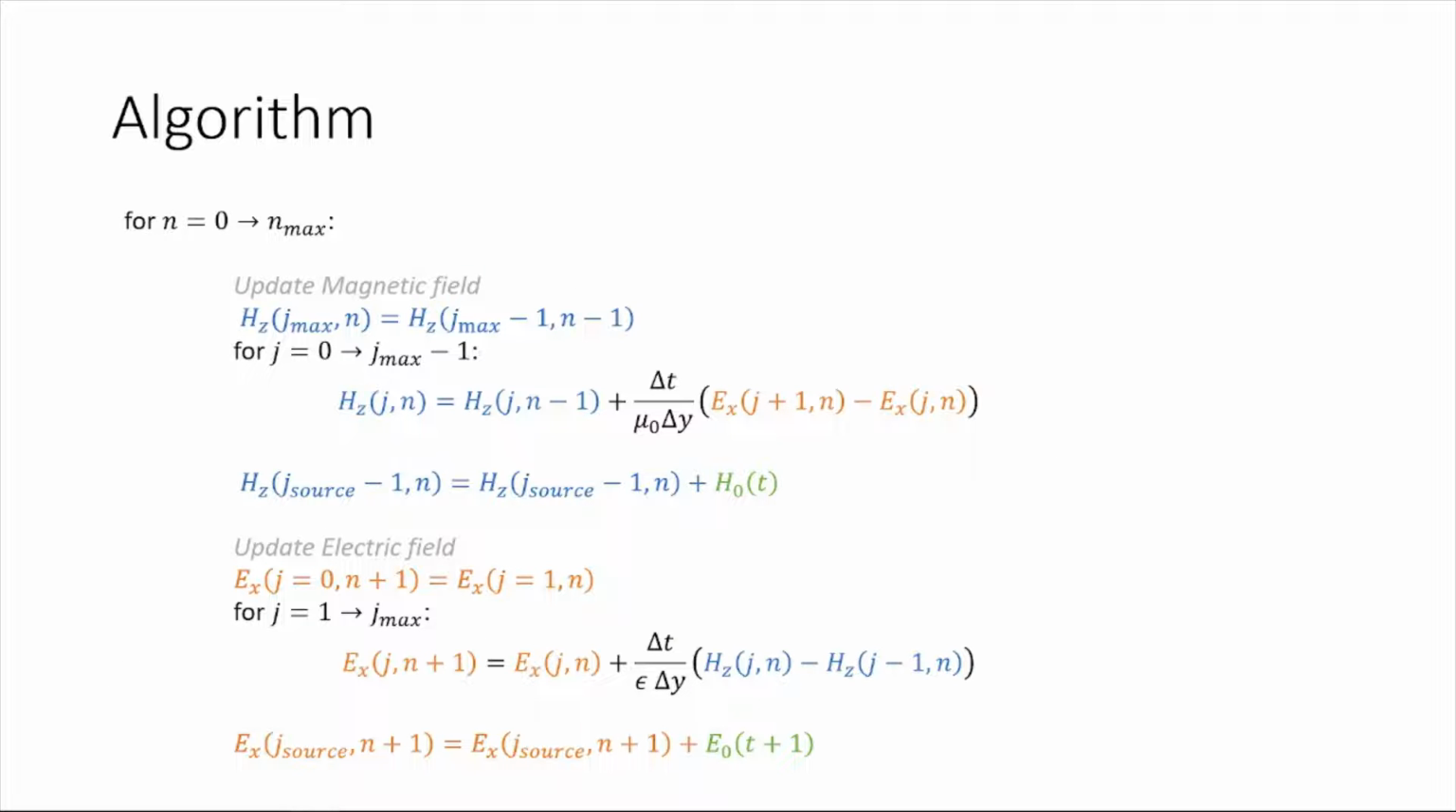So our final algorithm, this is the full 1D FDTD algorithm, looks something like this. We have our loop over our time steps from 0 to n max. The first thing we do at a given time step is we update the magnetic field boundary condition, right? So H_z at j max is equal to H_z at j max minus 1 at the previous time step. We then update the rest of the H fields, again using the previous time step. And then we add in our source. So we're going to pick a point, j source, and for the magnetic field, we introduce the source at j source minus 1, okay? And plus H naught at t, where H naught is our source.